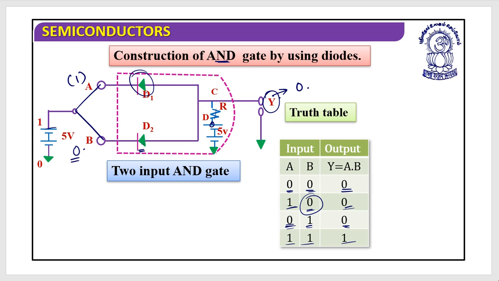Now let's suppose this is closed but this is open. Yes, this A has been opened, so the same situation will occur. This will form a reverse bias, this will become forward biased, and again Y would be 0. Now let's suppose both are connected. When both are connected, this is the open path, and then the current will flow from this to this, and this output will be 1. I hope this is clear. Is it clear?